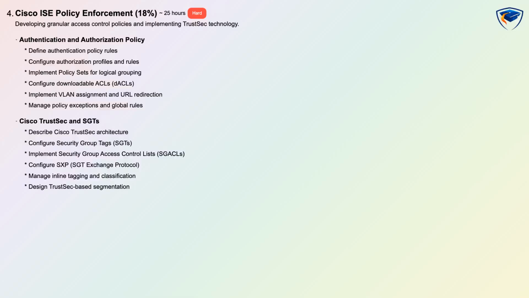Cisco ISE policy enforcement is 18%, considered hard with about 25 hours and a mix of hands-on and conceptual evaluation focused on granular access control. You will build authentication and authorization policies, create authorization profiles, and use policy sets to logically group rules.